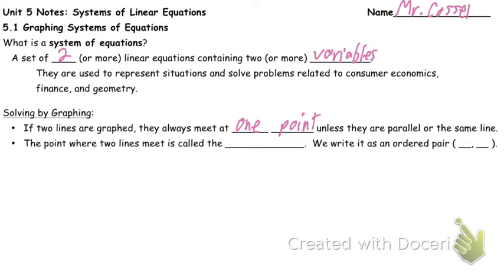And where the two lines meet is called the what? Where is it called when they meet? They meet at 1 point and they intersect. Yep, it's called the intersection. And we write this intersection as an ordered pair, (x, y). Okay, x, comma, y.